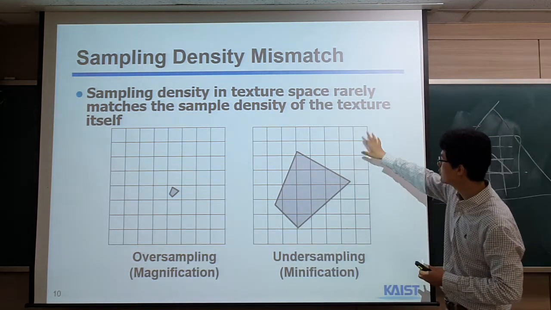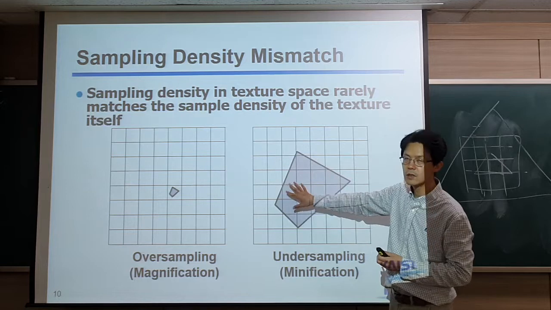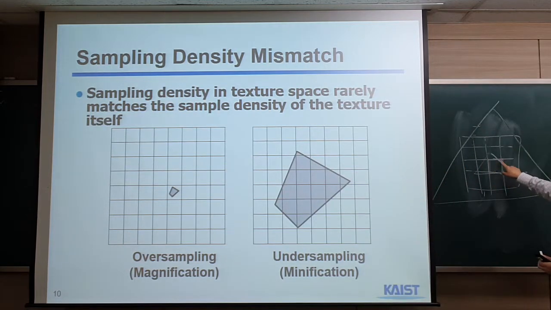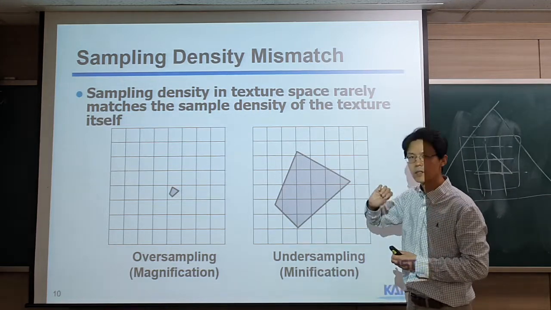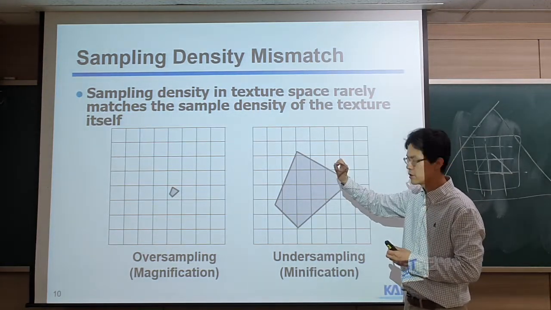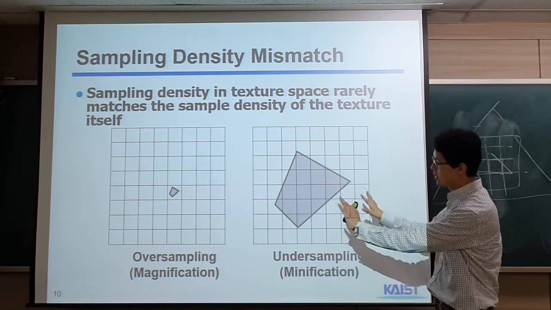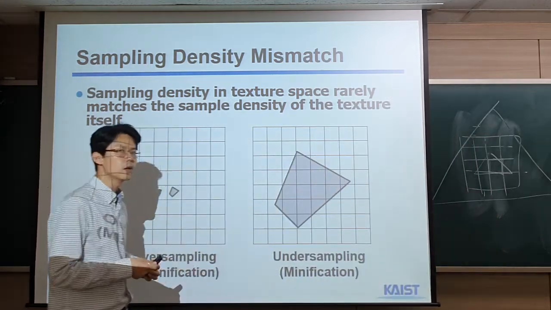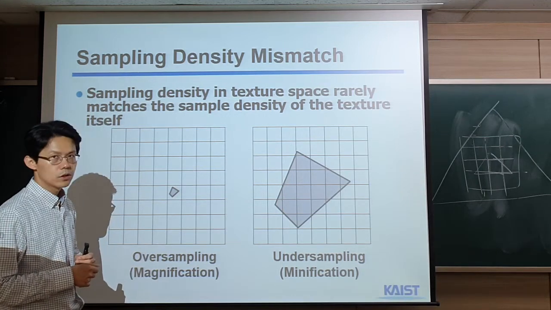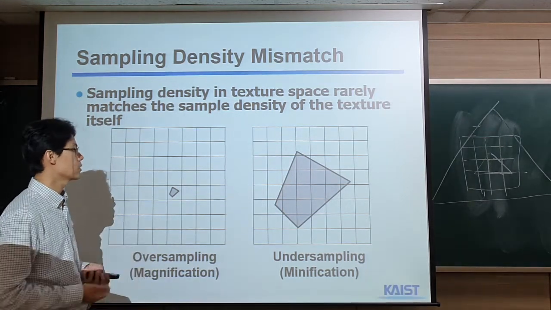Basically, even though I have a lot of texture information here, I can only use one pixel here, right? So in other words, out of this much texture information, I can give only one texture color. So this is the undersampling issue. This is oversampling, and this is undersampling. They actually appear quite commonly, so we need very good techniques for addressing these issues.